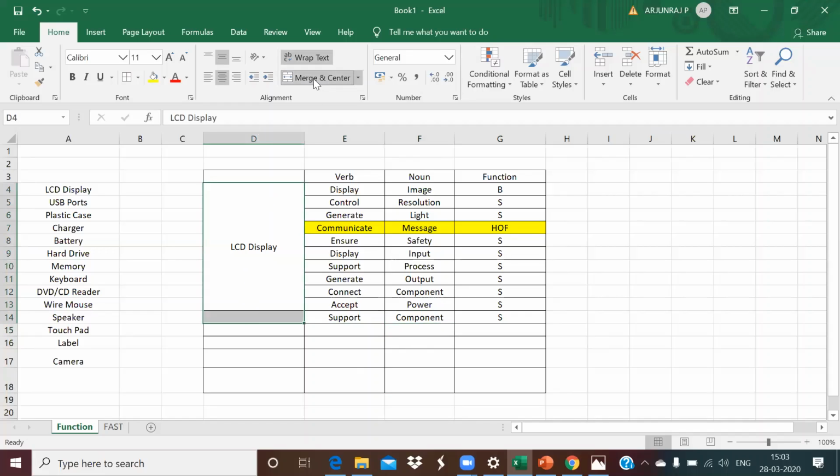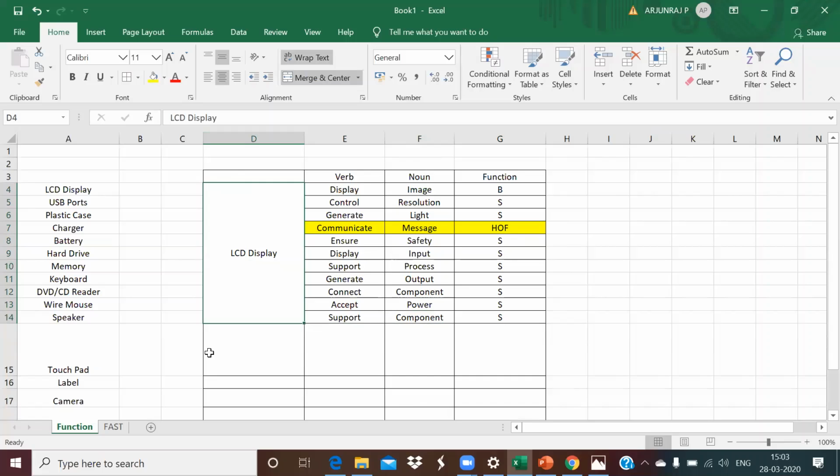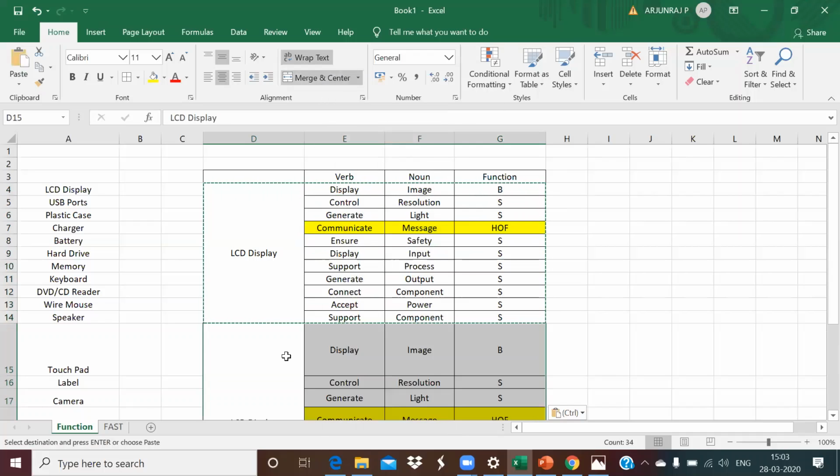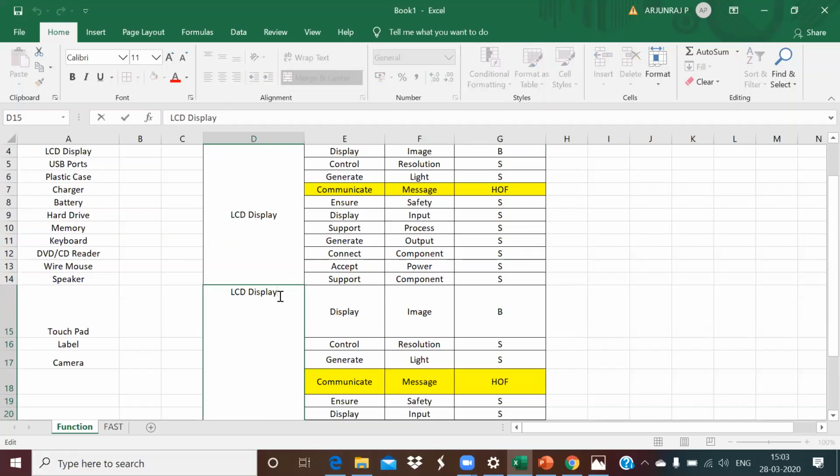Okay. Shall we go for the next? Yeah, you can go. So we can take the next one as USB ports. USB port. Provide access.